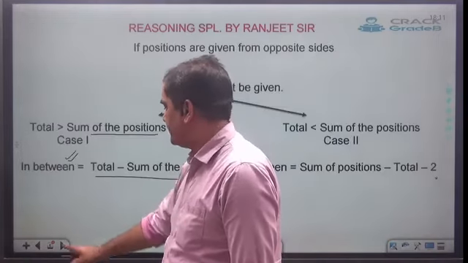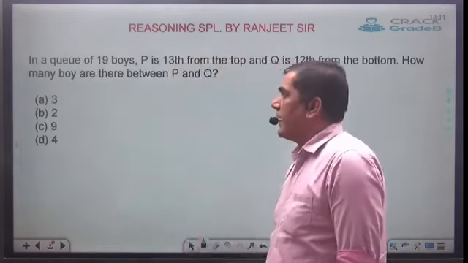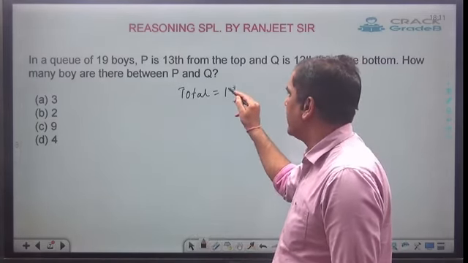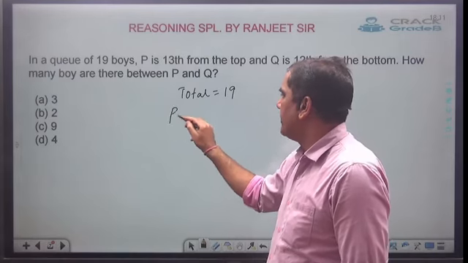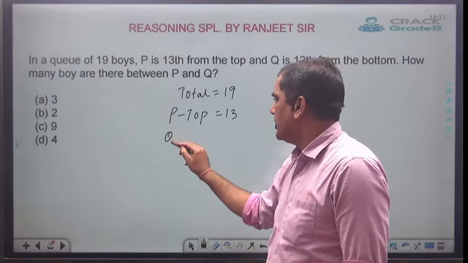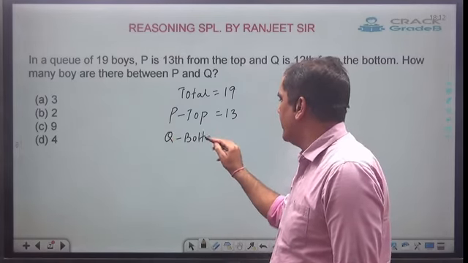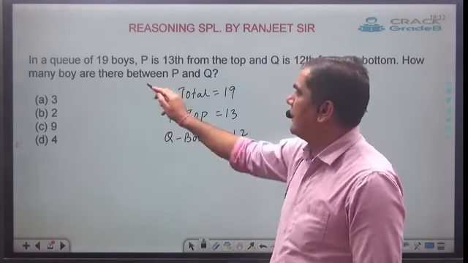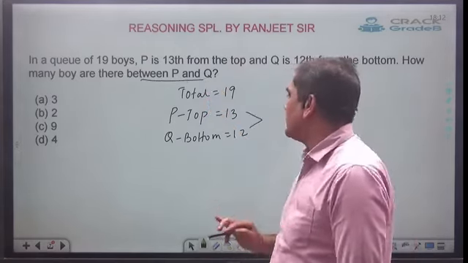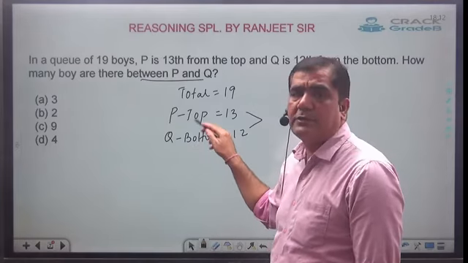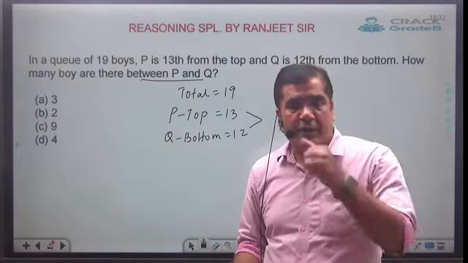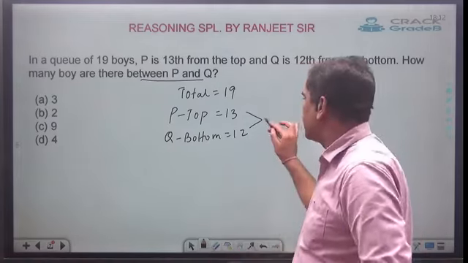Okay, next one. See here, in a queue of 19 boys, total is given to be how much? Total is given to be 19. Now P is 13 from top, so P position from top is given to be 13. And Q is 12 from the bottom. Q position from bottom is given to be 12. Now again here you have to find number of students in between P and Q. So between P and Q, simply add these two numbers as positions are given from opposite direction. Whenever they give positions from the opposite direction, in order to find case 1 or case 2, simply add the numbers.